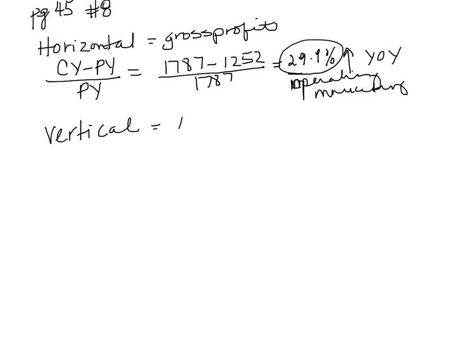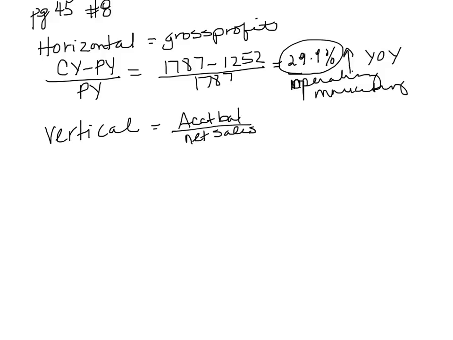Vertical analysis is always the account balance divided by, if you're on the balance sheet, the total assets, or, for the income statement, net sales or revenue.